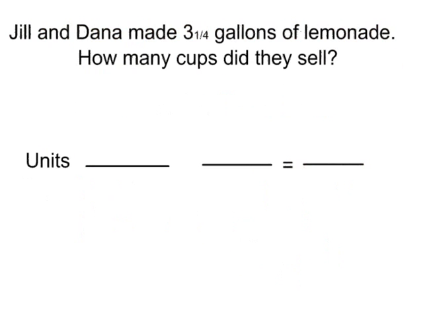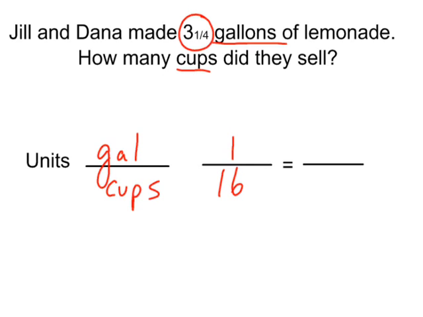Let's try some word problems. Jill and Dana made 3 1/4 gallons of lemonade. How many cups did they sell? So I can see our two units right here. We have gallons and we have cups. So what do I know about gallons and cups? Well, I know that in 1 gallon there are 16 cups. And I see here in our problem that we're given 3 1/4 gallons. And I'm going to, again, convert that into a decimal. It's just a little bit easier, especially when you're using a calculator.